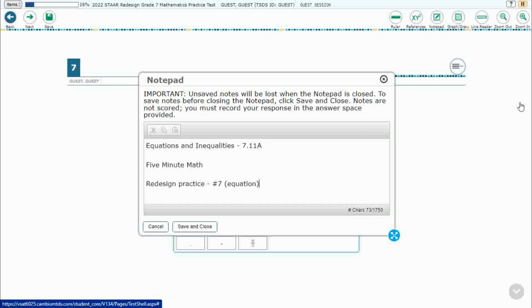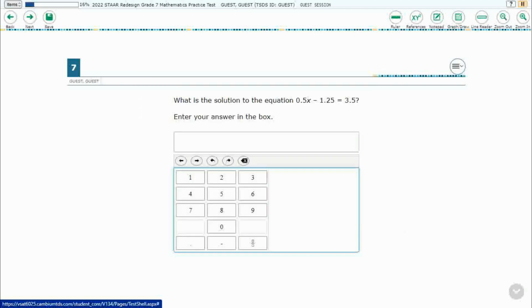Today we are looking at the 7th grade concept of equations and inequalities. This is standard 7.11a in the great state of Texas, and we are using item number 7, which is a new item type called equation, off the Redesign Practice online STAAR test. If you haven't done so already, please pause the video, work this problem out on your own, unpause it, and we will look at our answers together.